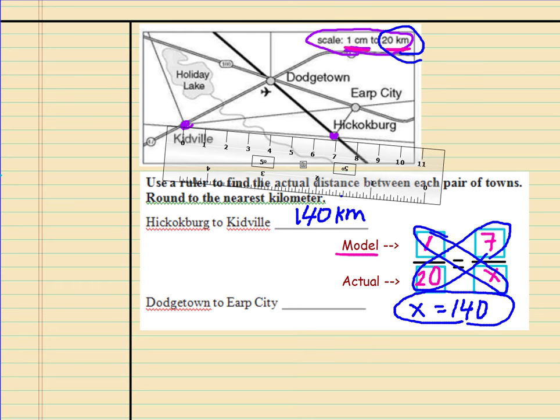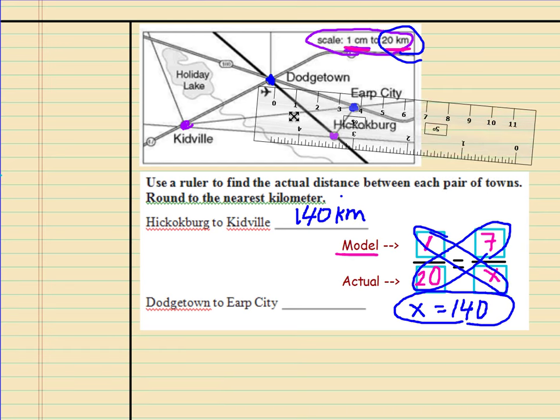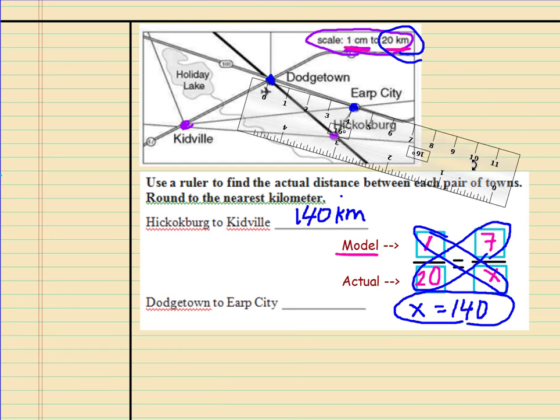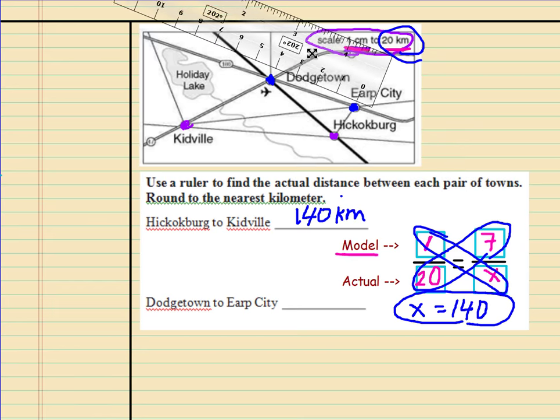Okay, now let's look at the other two towns, Dodgetown and Earp City. Where are they on this map? They are here, Dodgetown and Earp City. So let's look at the map distance between these two cities. I'm going to rotate this ruler. I'm going to flip it around so we can see better. 0, 1, 2, 3, 4. 4 centimeters on the map between these two cities.